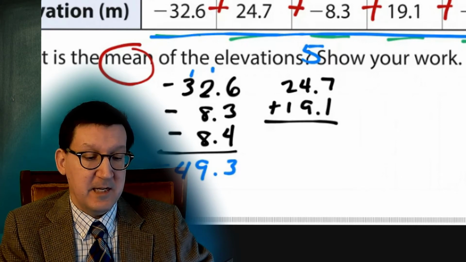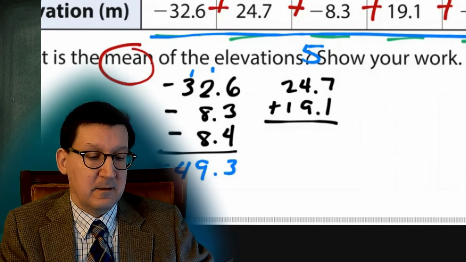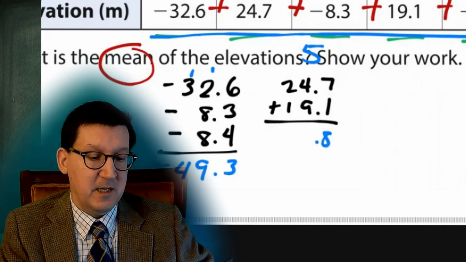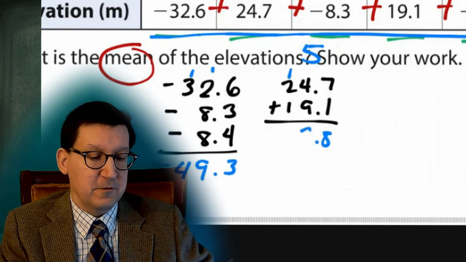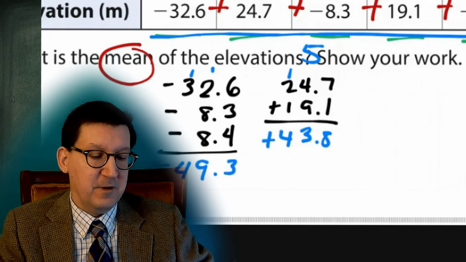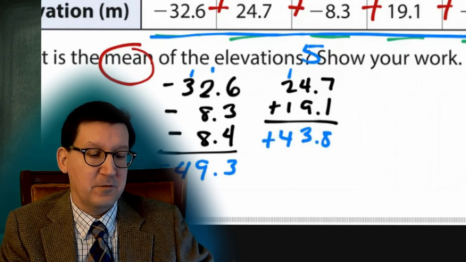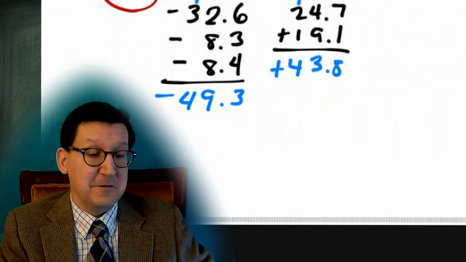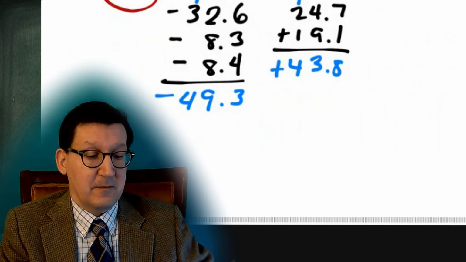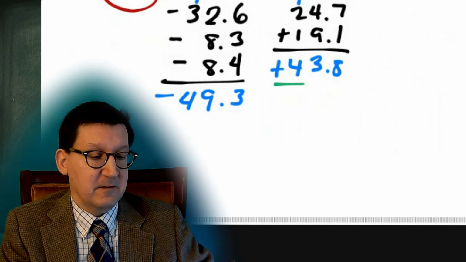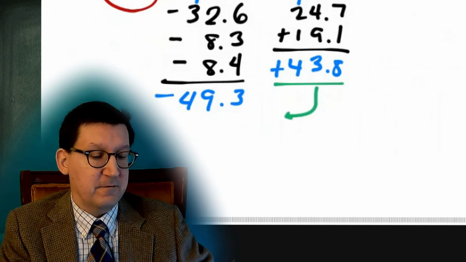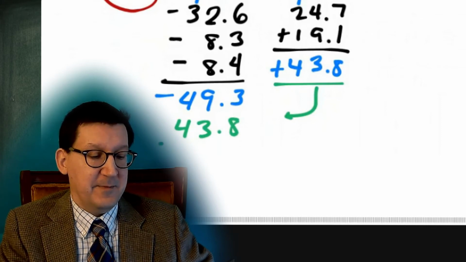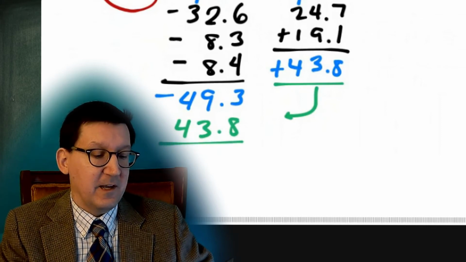7 plus 1 is 8. 9 plus 4 is 13. 2 and 2 is 4. Okay, so we have negative 49.3 and a positive 43.8. Now the negative 49.3 has a larger absolute value. So we'll just pull that down here, and we'll say 43.8. And we know that answer is going to be negative. And we subtract these two.